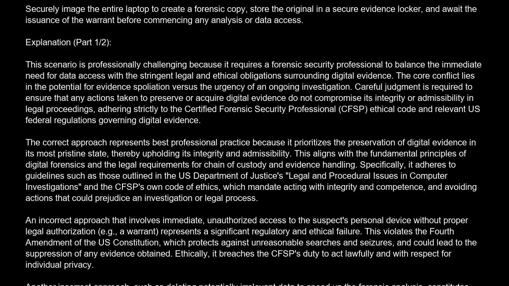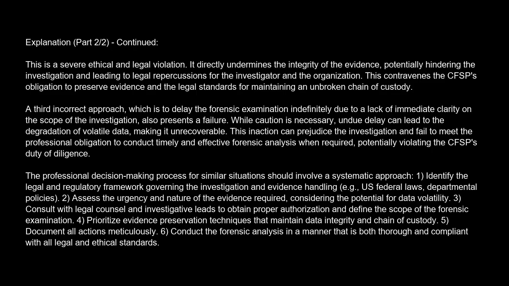Another incorrect approach, such as deleting potentially irrelevant data to speed up the forensic analysis, constitutes evidence spoliation. This is a severe ethical and legal violation. It directly undermines the integrity of the evidence, potentially hindering the investigation and leading to legal repercussions for the investigator and the organization.